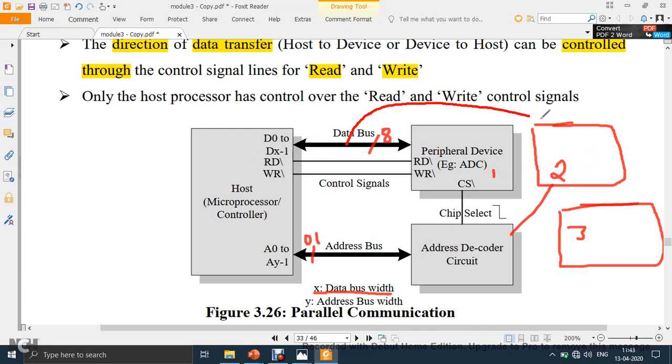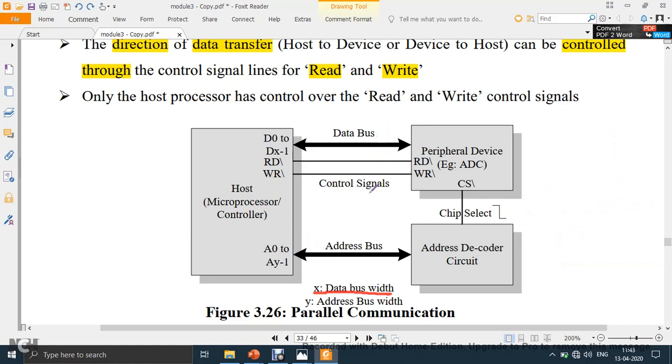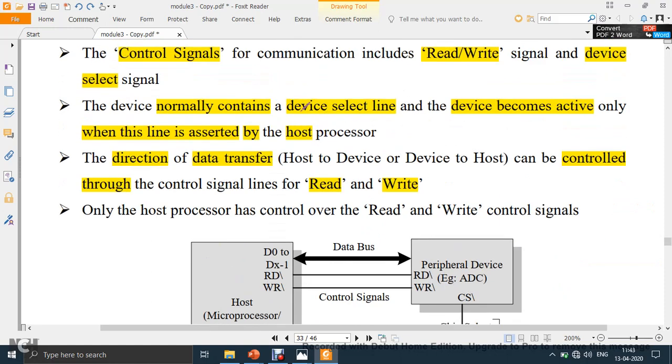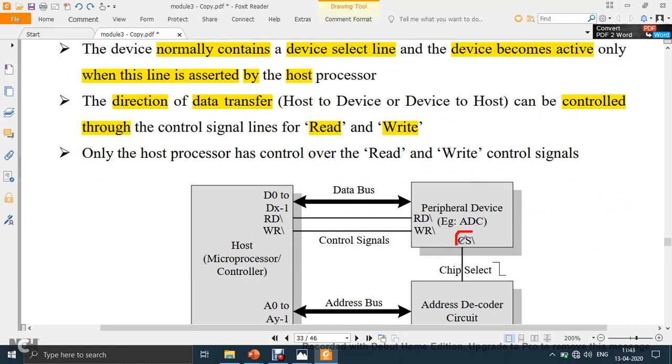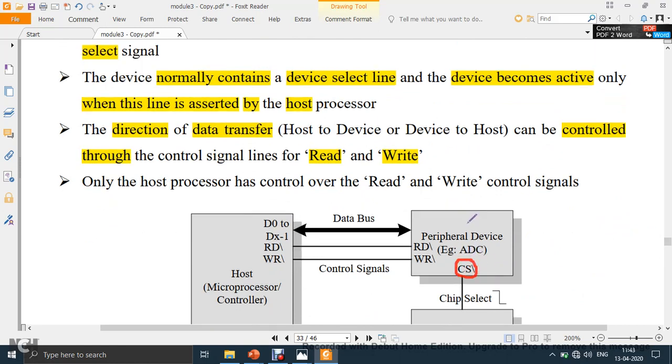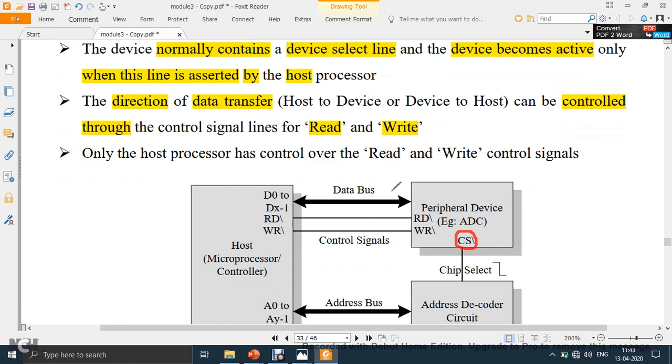The data bus will be shared among the devices. The same data bus is shared; there are no separate data buses. Depending on which device is selected, that device will communicate using the data bus. This is the arrangement and this is the use of the decoder circuit. Each device contains a chip select signal. You can see this is the chip select, which is usually an active low signal. Once the chip is selected, the read or write operation takes place using this data bus.